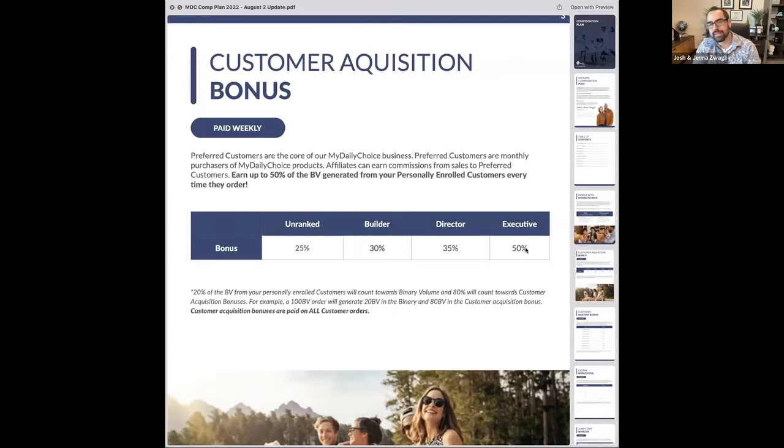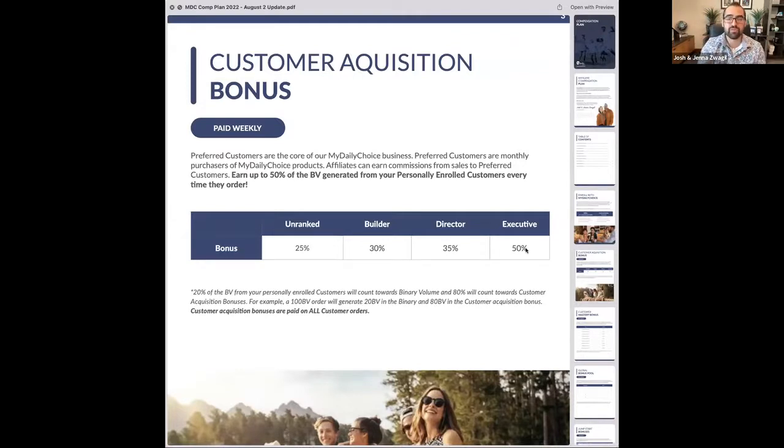And what's cool about this is every time my personally enrolled customers order. So think about this. Somebody comes into My Daily Choice, and let's say they're not interested in building a team, because that happens in our industry. Remember, not everybody's going to build a big team. Not everybody's going to be a 1%er or a 5%er or super affiliate. Some people just want to make an extra $500 a month or an extra $1,000 a month.